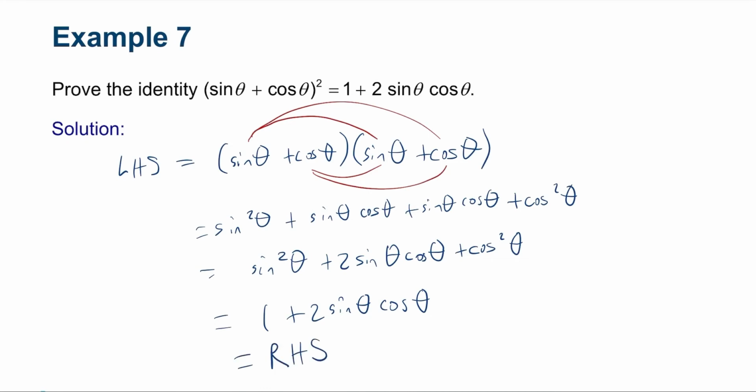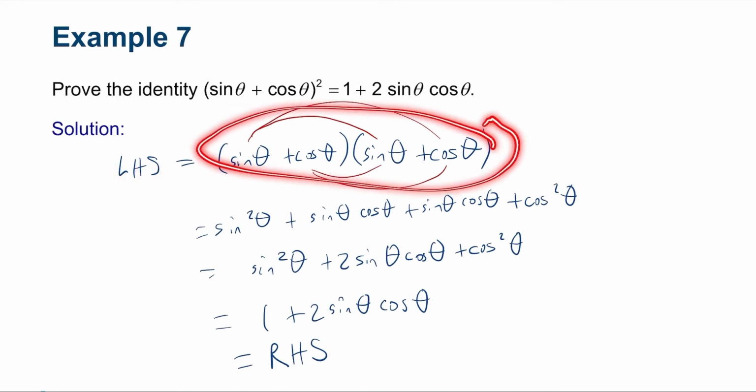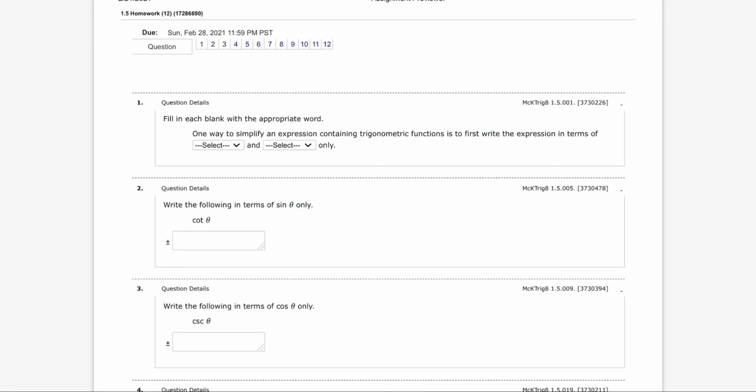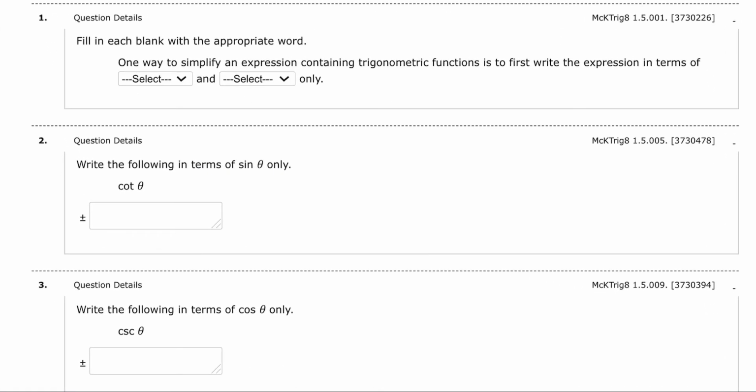All right, so I like to start off by saying the left-hand side is equal to, and then I work on that side until I get it to look just like the right side. Then I say equal to the right-hand side, and that means we're done. And that pretty much concludes this section. So let's look at some homework problems now. I will leave these blank, filling in the blank problems for you guys.